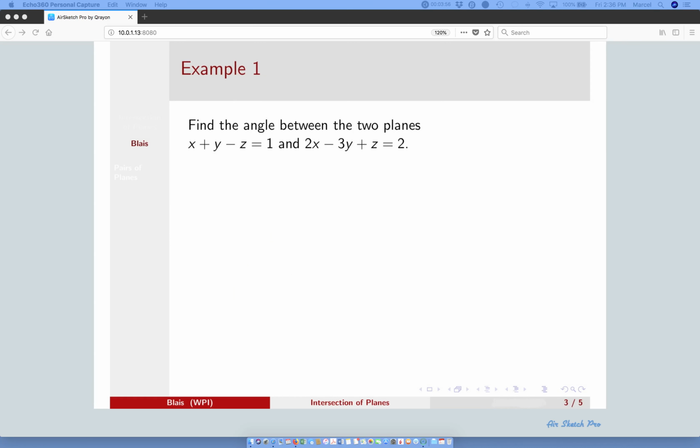So suppose we have this example where we're given two planes. Remember, linear expressions in x, y, and z are planes in three-dimensional space. And we want to find the angle between the two planes. Well, the key then is to find the normal vector for each plane. And remember, to get the normal vector, we can just pull the coefficients of x, y, and z. So for this first plane, we'll have 1, 1, minus 1. And for the second plane, we'll call it m, we have 2, minus 3, 1.